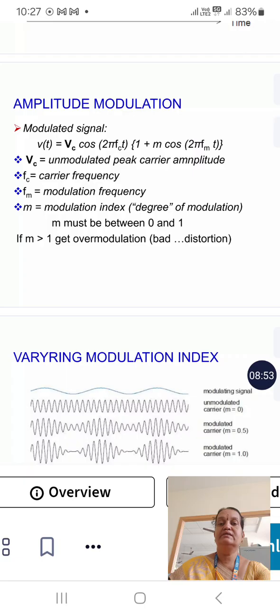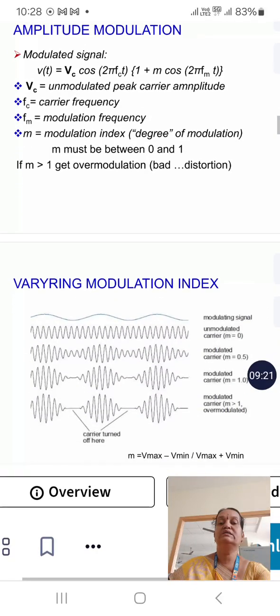The modulated signal can be represented like this. The carrier signal amplitude is going to be varied: Vc plus m Vc cos 2 pi Fm t, multiplied by cos 2 pi Fc t, where the cos 2 pi Fm t term is your original baseband signal, so the amplitude has to be varied. Fc is the carrier frequency, Fm is the modulating frequency, Vc is the unmodulated carrier amplitude, and m is the modulation index.